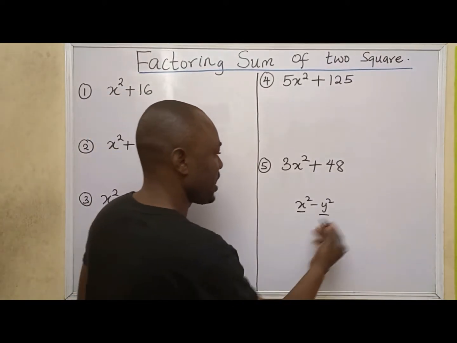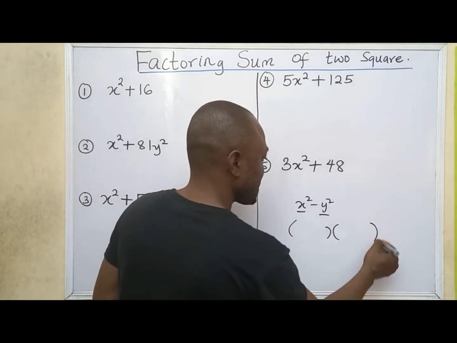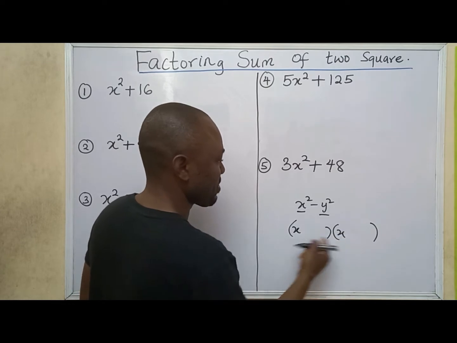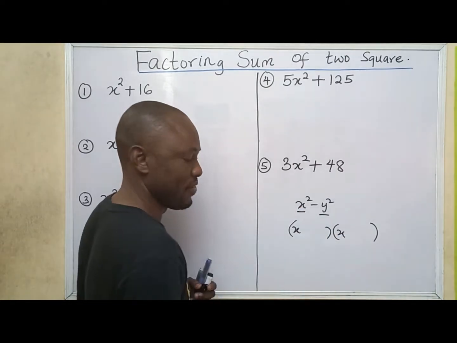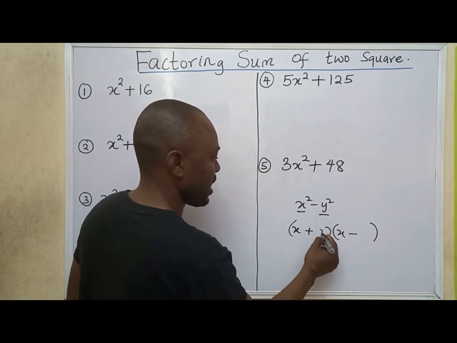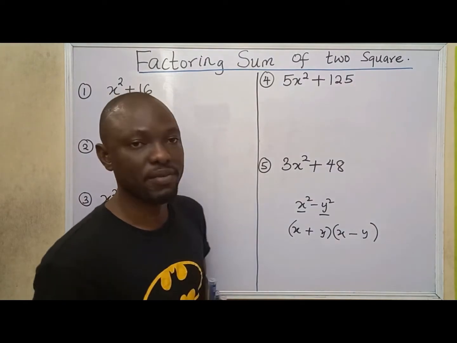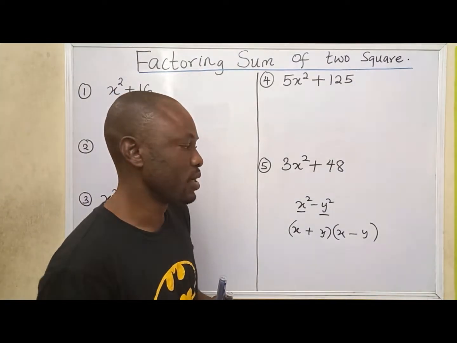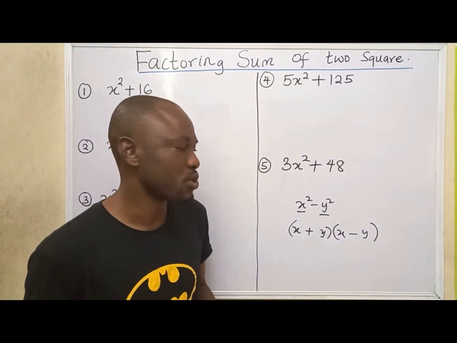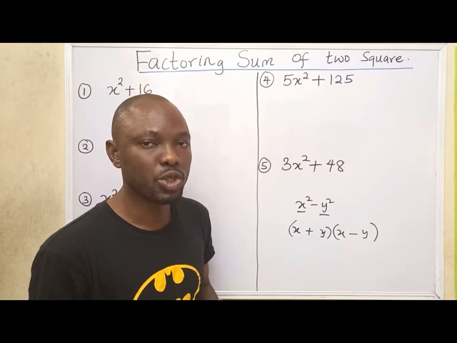So now, to get the difference of squares, I'm going to open up two parentheses and then I'll put x here and x here, because x times x will give me x squared, and then I'll have a plus here and a minus on the other side. For this, I have y here and y on the other side, because y times minus y will give me minus y squared. So that's how to get the difference of two squares.